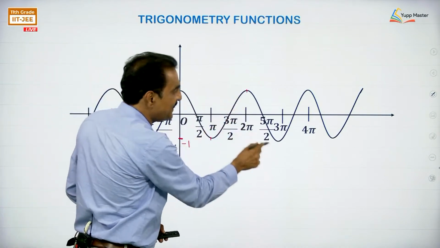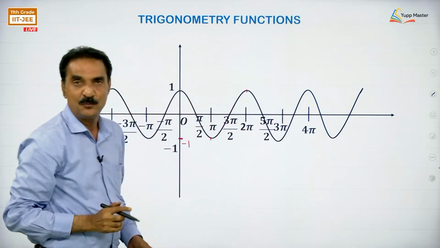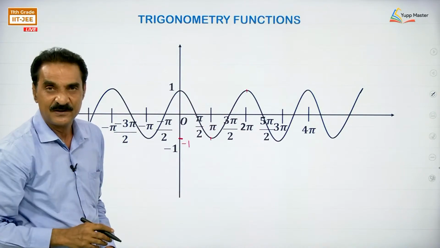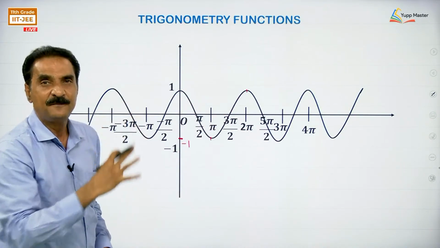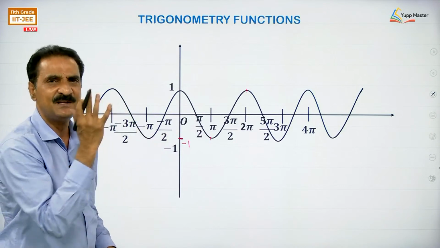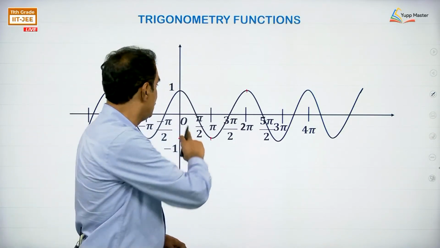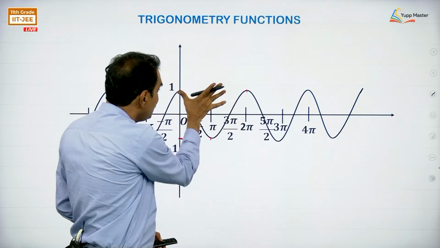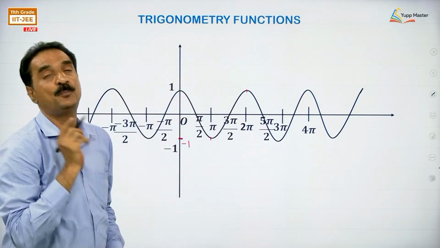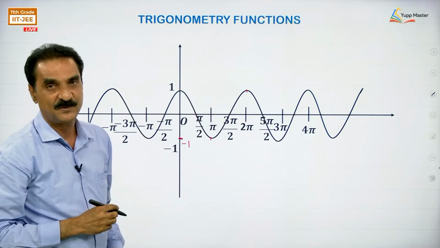Now, the other things, first, since the graph is repeating in an interval of 2 pi radians, it is a periodic function. From the graph of any function, you can immediately tell whether it is periodic or not. Now, it is a periodic function with fundamental period 2 pi. That is the first observation.